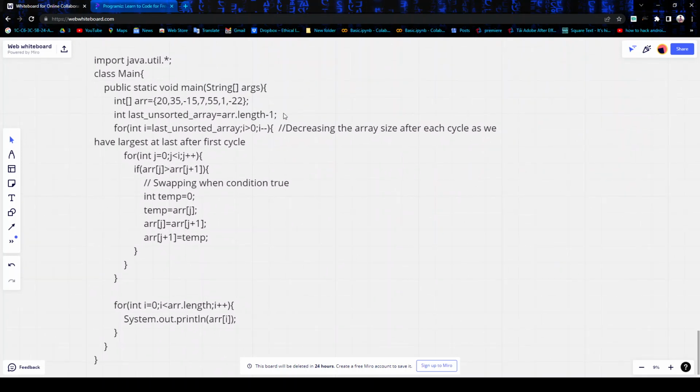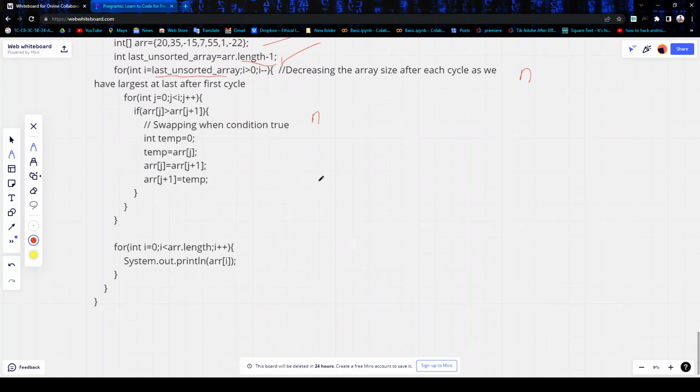So the number of steps that we have here: firstly we are declaring an array, then we are declaring a variable, and then we are running a loop. How many times is the loop being run? It is the last unsorted index, the last index. So we are running it n number of times, and inside this loop again I am running another loop n number of times. So what exactly happens here in bubble sort is that it is a nested loop.